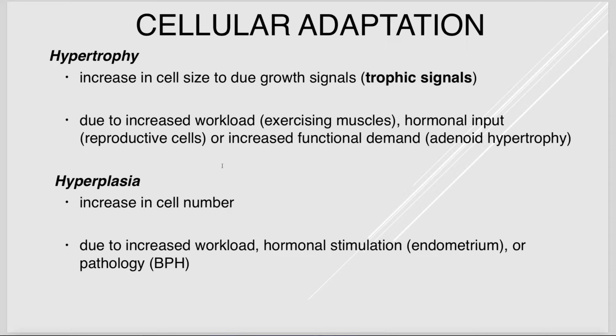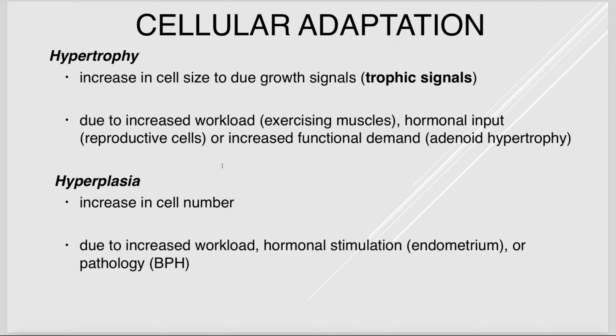Hormonal input, you see this with reproductive cells, both sperm and egg, or an increased functional demand. So, for example, the example I give here is adenoid hypertrophy, and this is when there's an immune response in the adenoids, which are some of the tonsils, and that increased functional demand causes them to increase in size. But also you see this with, if the heart is overworked, people with hypertension often have hypertrophy in the ventricular wall, so just an increase in cell size.